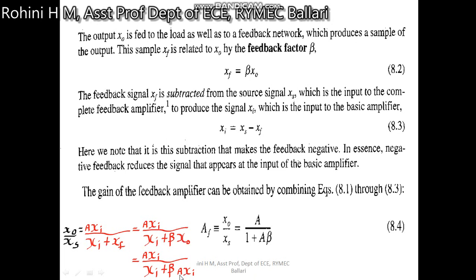X naught is equal to gain into input signal A into Xi. Again we are substituting this. So again taking the terms in common, Xi if we take outside cancels, only we remain with A divided by 1 plus A into beta. So this is the gain of the feedback amplifier. So gain of the feedback amplifier is A divided by 1 plus A into beta, where A is the gain factor and beta is the feedback factor.